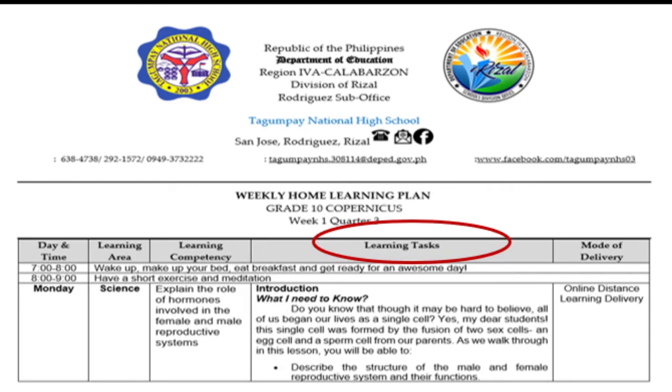So I chose the topic Human Reproductive System with learning competency, explain the role of hormones involved in the female and male reproductive system. For online distance learners, I always begin my class on what they need to know by unpacking the MELCs. Since the learning competency is explain, which is understanding in Bloom's taxonomy, I unpack it with simpler ones such as describe and summarize, followed by some information about the topic.